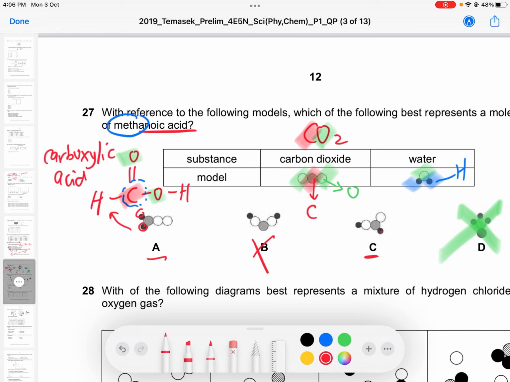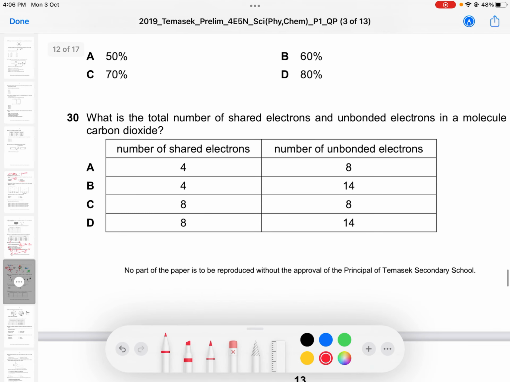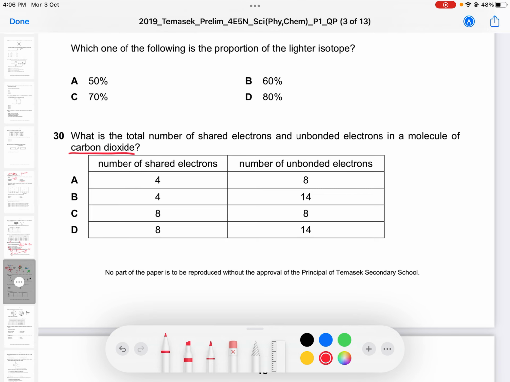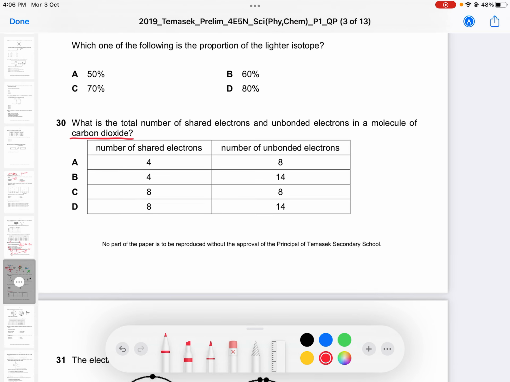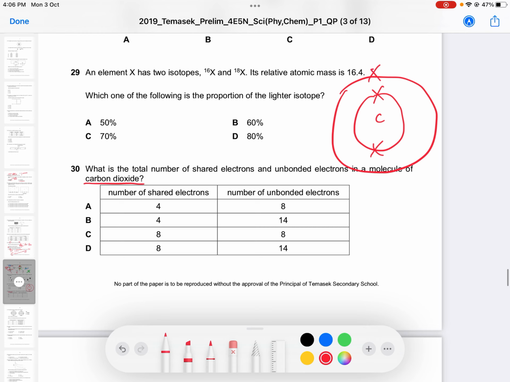Then the next question that I would like to go through is question 30. The question asks for carbon dioxide, so we need to look at dot and cross. Carbon is in group 4, so I have 4 valence electrons. Oxygen is in group 6, so oxygen has 6 valence electrons.